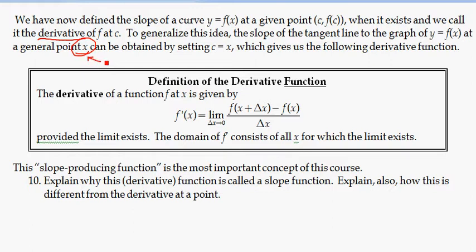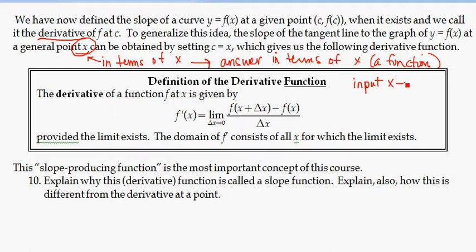So I'm expecting an answer in terms of x, right? I want a function defined in terms of x. And this function will take in as its input an x, and it'll output the slope at x, right? So it's a function. And what is this function? It's called the derivative function.